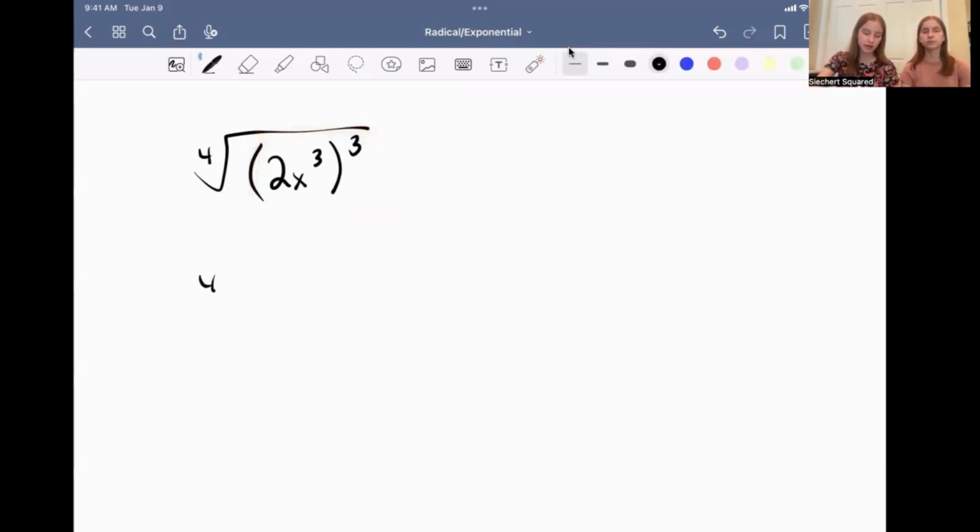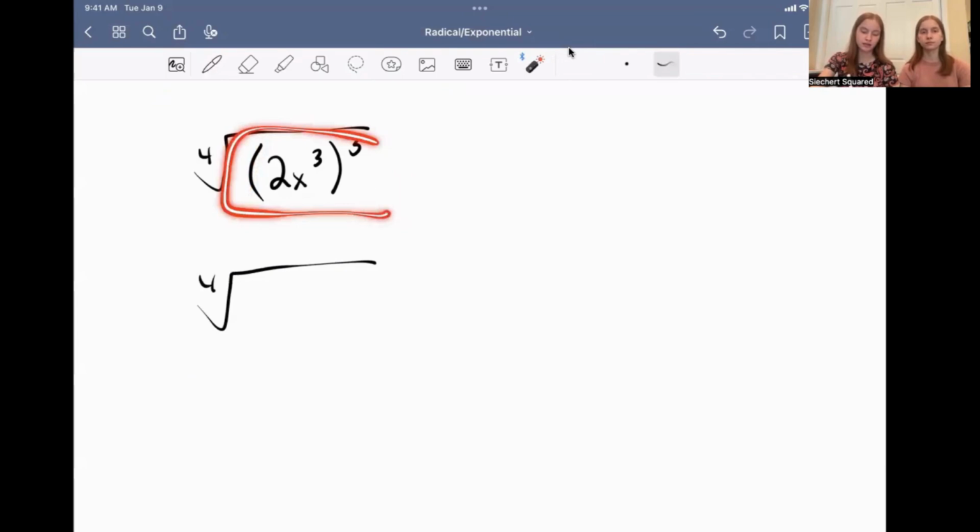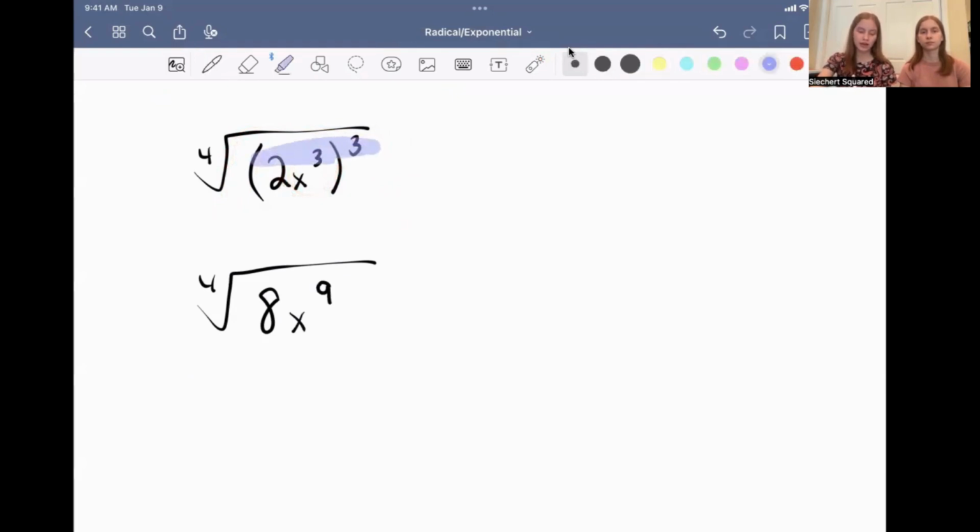And so on the inside, this is really going to be 2 to the power of 3, which is 8, and then x cubed to the power of 3, which would be x to the 9. So once I just went ahead and dealt with this and rewrote it into a nicer form, then from there we can simplify it pretty easily. Because it is a fourth root, we are looking for groups of 4. So our first example was a square root, so we looked for pairs. Last time it was groups of 3 because it was a cube root, and this time it's 4.